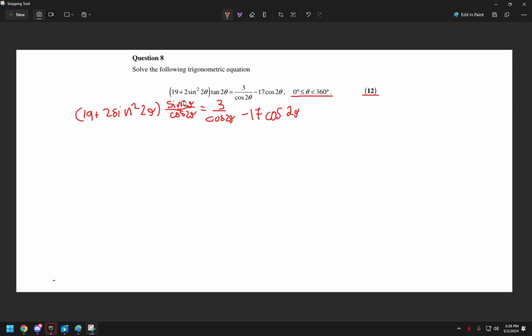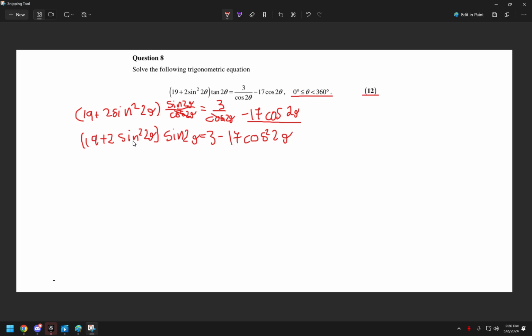You gotta restart. So if I multiplied out the right side by cos 2 theta, this would go, and this would become minus 17 cos squared 2 theta. So it becomes 19 plus 2 sine squared 2 theta, and it's still multiplied by the sine 2 theta, remember that? Equals 3 minus 17 cos squared 2 theta, like that.